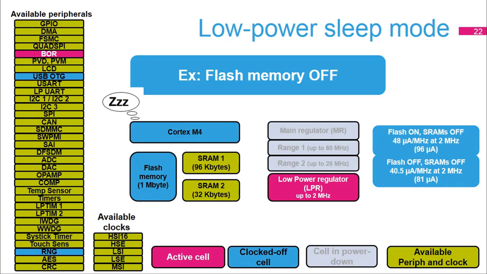In low power sleep mode, the CPU clocks are off and the logic is supplied by the low power regulator. The system clock is up to 2 megahertz. Flash memory can be configured in power down and can be gated off. SRAM 1 and SRAM 2 can be gated off. All peripherals can be activated except the USB OTG and random number generator. The low power sleep mode consumption is 40 microamps per megahertz at 2 megahertz with flash memory and SRAM off.